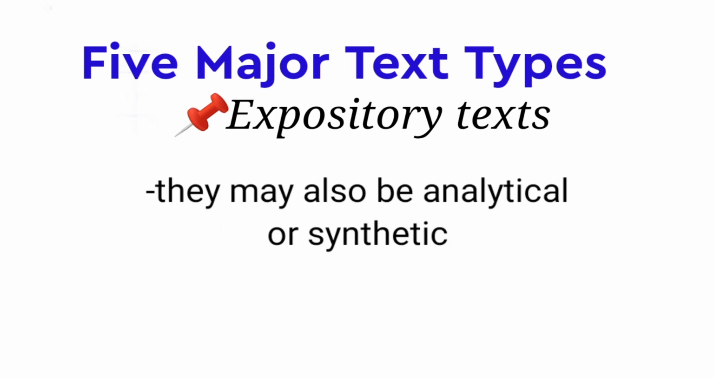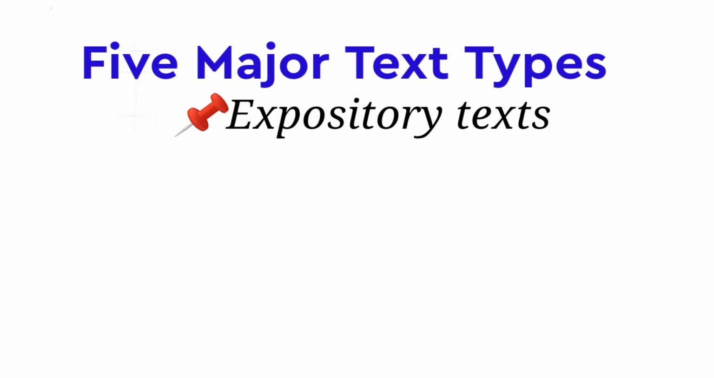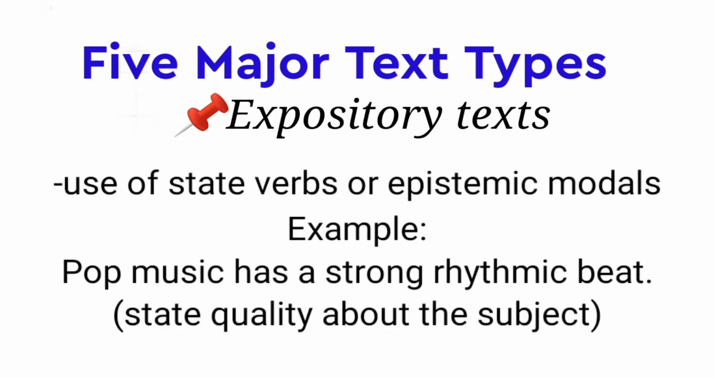It may also be analytical, starting from a concept and then characterizing its parts, or synthetic, which is recounting characteristics and ending with an appropriate concept or conclusion. Expository texts are characterized by state verbs and epistemic modals. Example: pop music has a strong rhythmic beat.